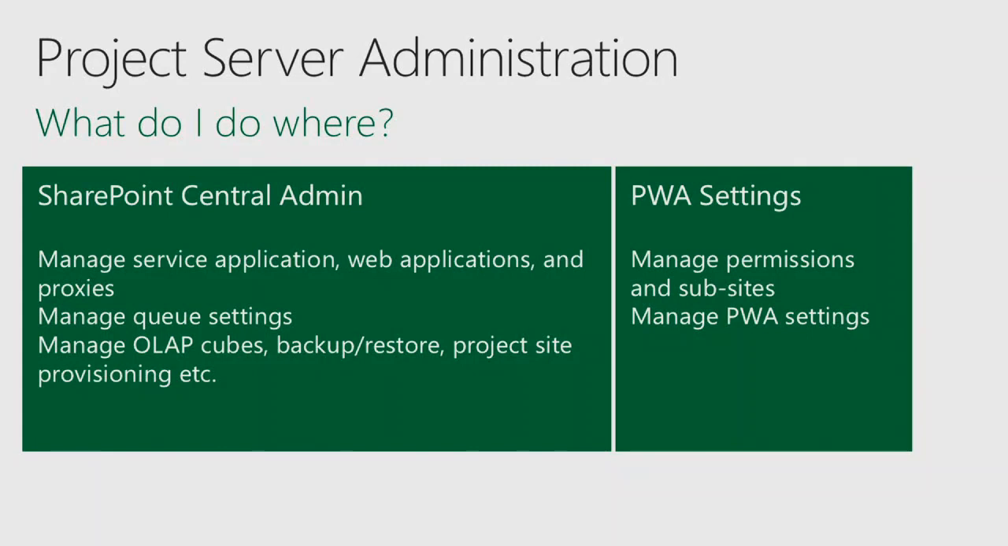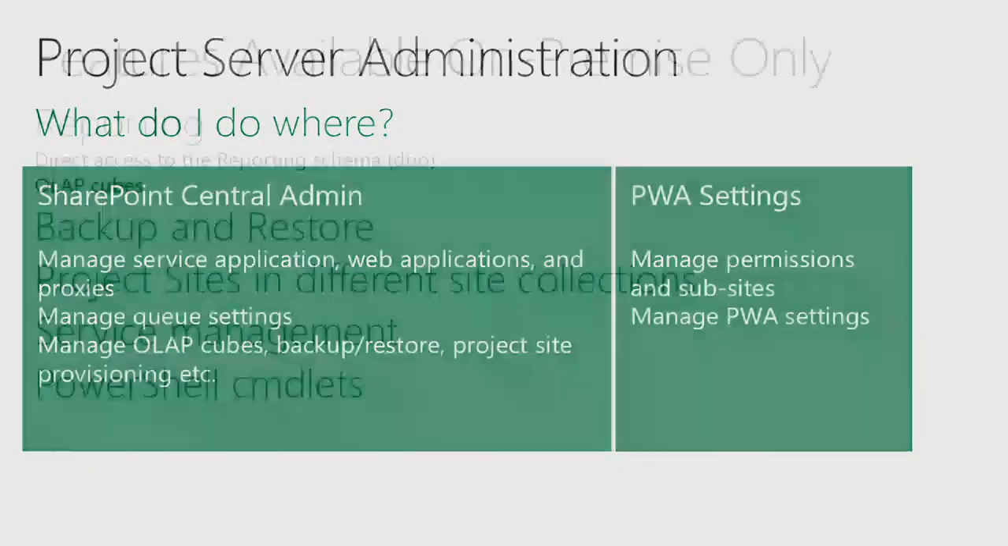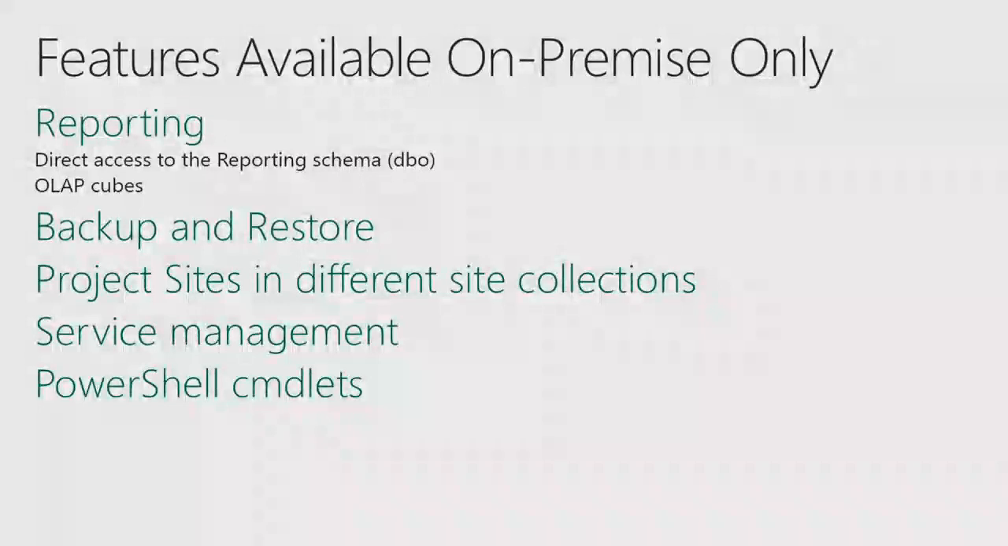With Project Online, now we have a set of features that are not available, compared to on-premises, and this is kind of the list. The big one is around reporting. If you're familiar with reporting in 2010 and 2013 on-prem, we allow direct access to the reporting schema, dbo. But when you go online, then that's no longer possible. It would be a big security breach to give tenants access to our databases in our data centers. So to mitigate that, we created a new data service.